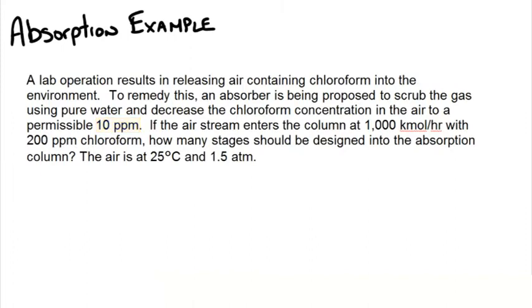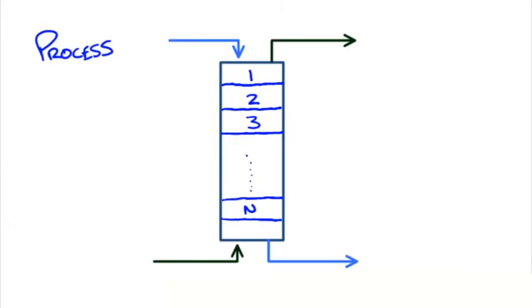So the question asks, how many stages should be designed into this column to reach the extent of absorption that we would need? First place to start is with a diagram or a picture of our process. Here I've drawn an absorption column. We have an entering stream of gas, or in this case our airstream containing chloroform. We have gas leaving our column. We are pumping liquid, in this case water, to the top of our column so that it flows downwards and we get our liquid leaving the column.